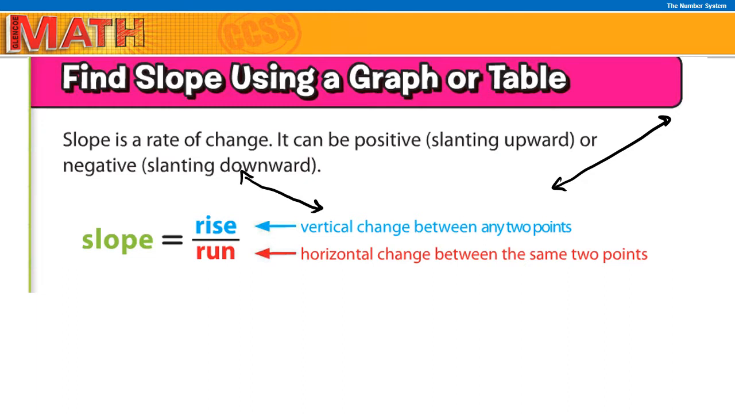So slope is rise over run, and the rise is the vertical. Vertical means up or down, change between any 2 points. Run is horizontal, change between the same 2 points. Horizontal will be left or right.